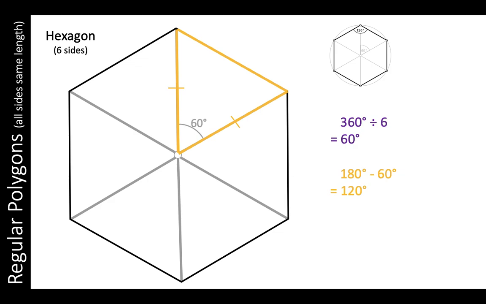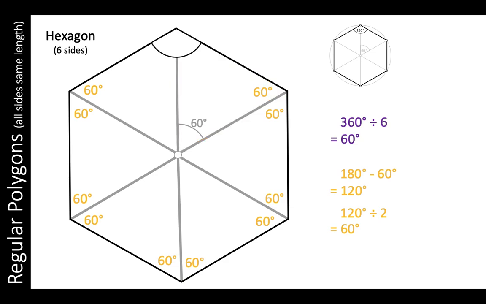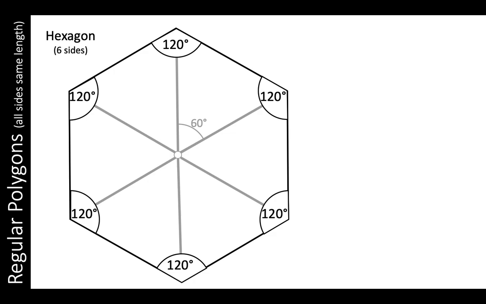Share the 120 2 ways and we get 60. So actually, this triangle is an equilateral triangle because all the angles are the same. So we can go around the perimeter of the hexagon again and then add up that interior angle. So 60 add 60 is 120. And again, all of the interior angles there are 120 degrees. And if we do 120 times 6, we can find out that the total interior angles is 720 degrees.